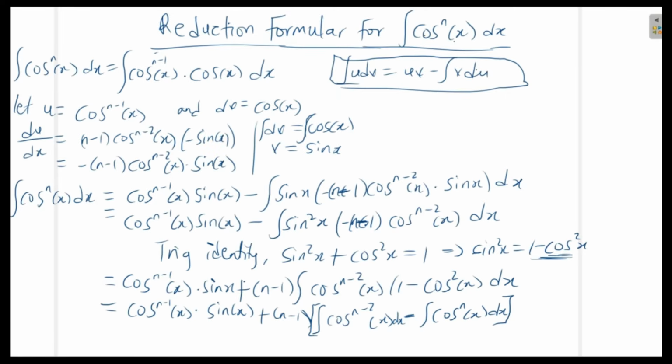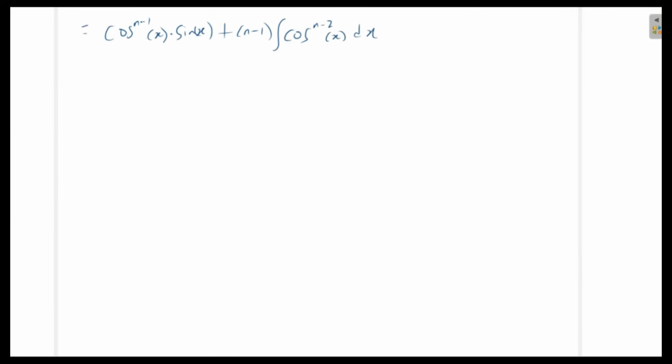Now this one, notice that there is a negative here, so it will affect this. So we are going to have minus n minus 1, then the integral of cos to the power n of x dx. Right, don't forget that this is what we are solving. We are solving cos to the power n of x dx. This is actually what we are solving.